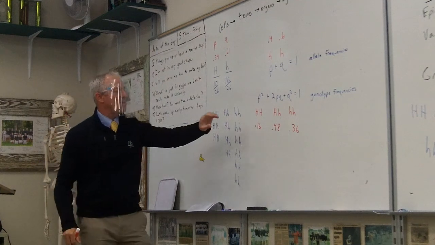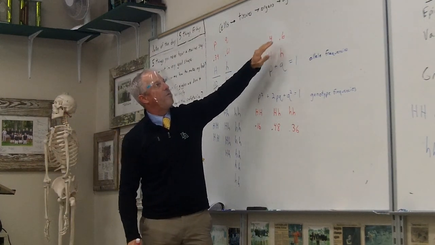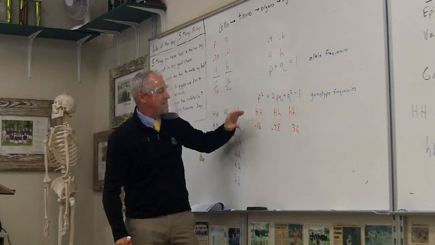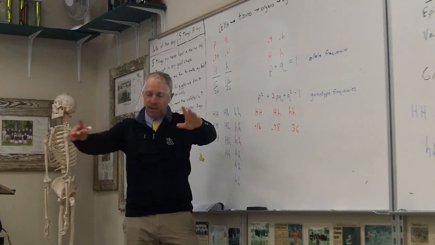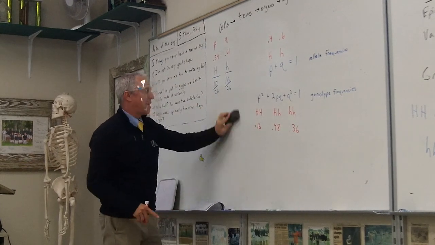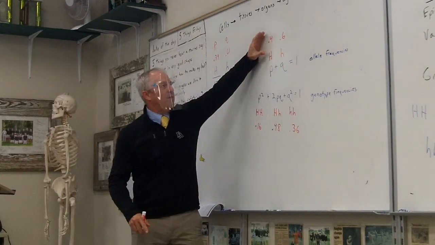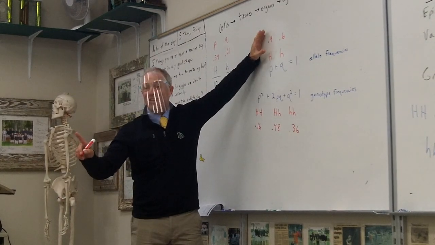So there's 16% of our population. If our allele frequencies are 0.4 and 0.6, then 16% of the people in our population are big H, big H. Often you're not able to count everybody in the population, but if you know the allele frequencies, they'll often give them to you in the problem.